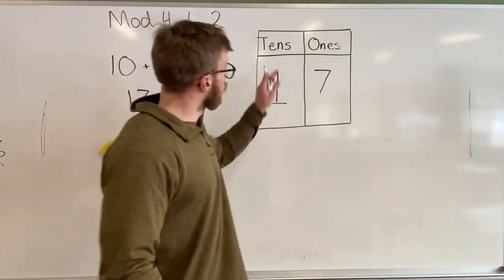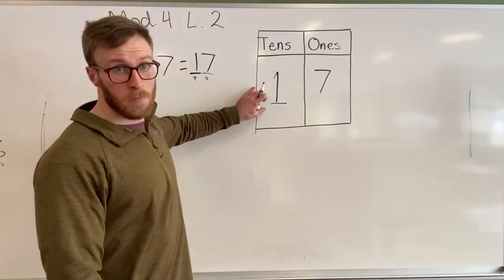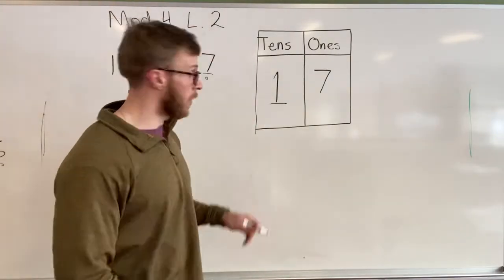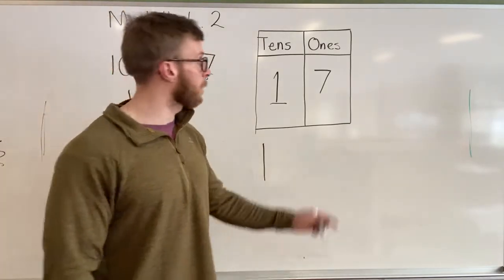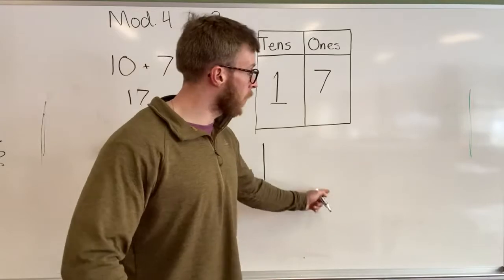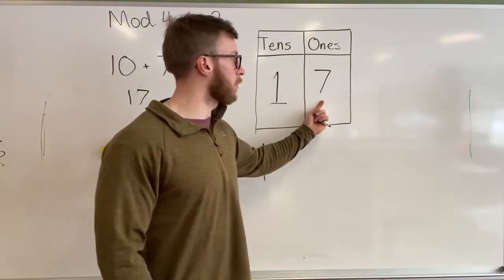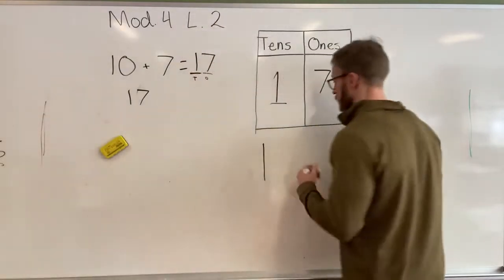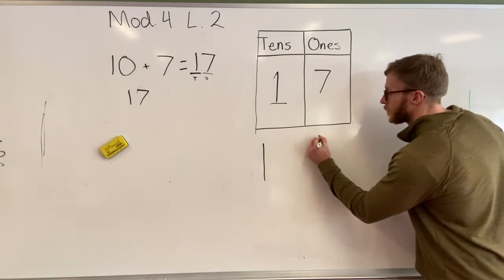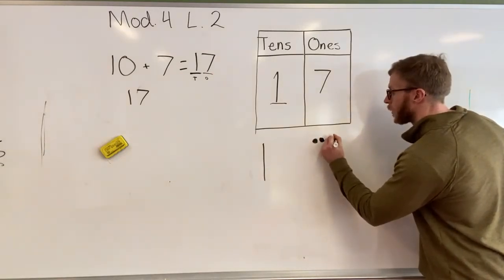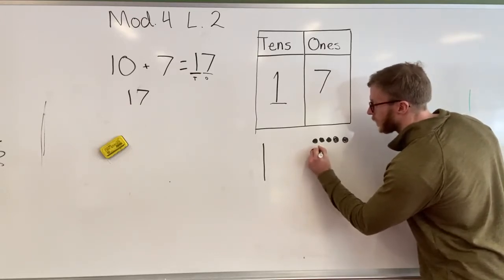So, right underneath my tens, I'm going to draw how many tens I have. How many do I have? I have 1. So I'm going to draw 1 stick of 10. Now I'm going to come over here and draw how many ones I have. How many ones do I have? It says it right there. Nice and simple. I have 7. So I'm left-handed, sorry. I'm going to draw 7. 1, 2, 3, 4, 5, 6, 7.